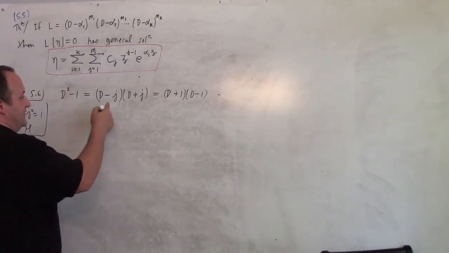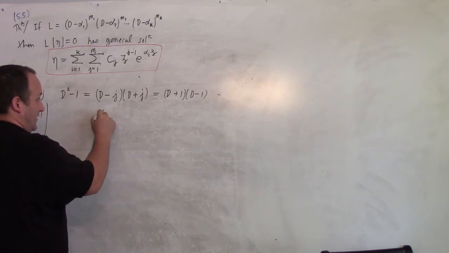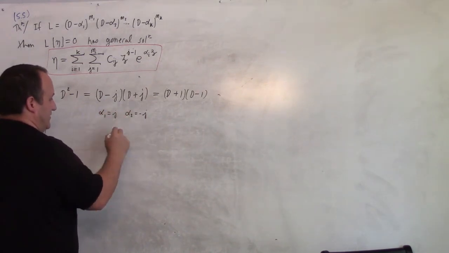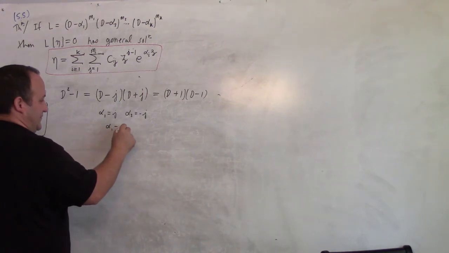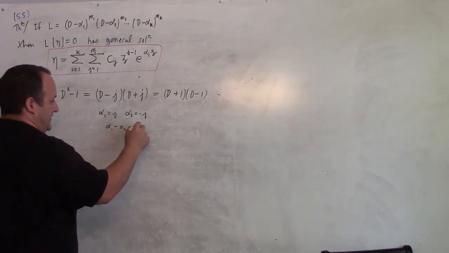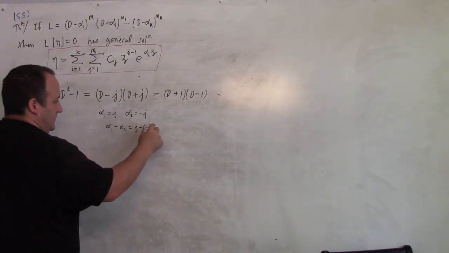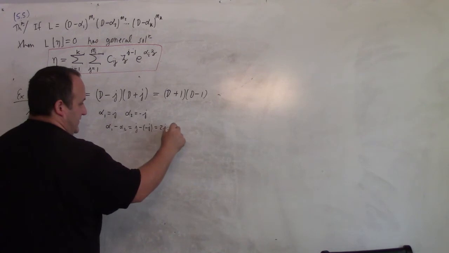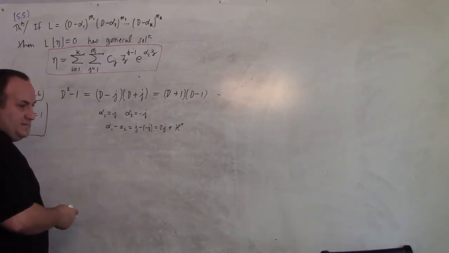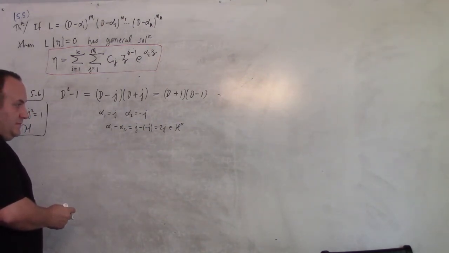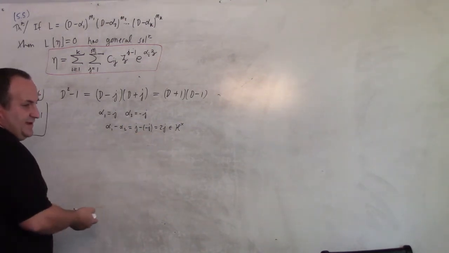So this would be something like alpha 1 equal to j, alpha 2 equal to minus j, right? So alpha 1 minus alpha 2 is what? It's j minus minus j, 2j, which is a unit, right? No problem there. The multiplicative inverse of 2j is just 1/2 j.